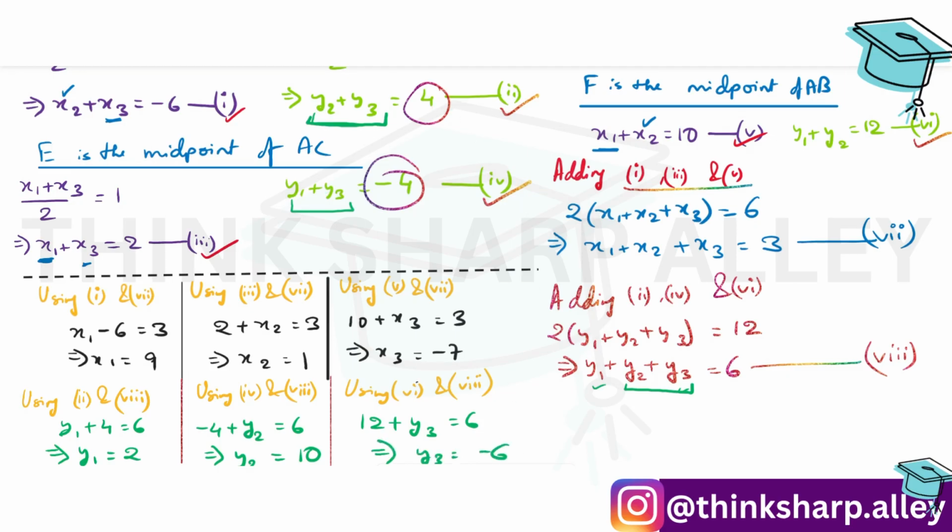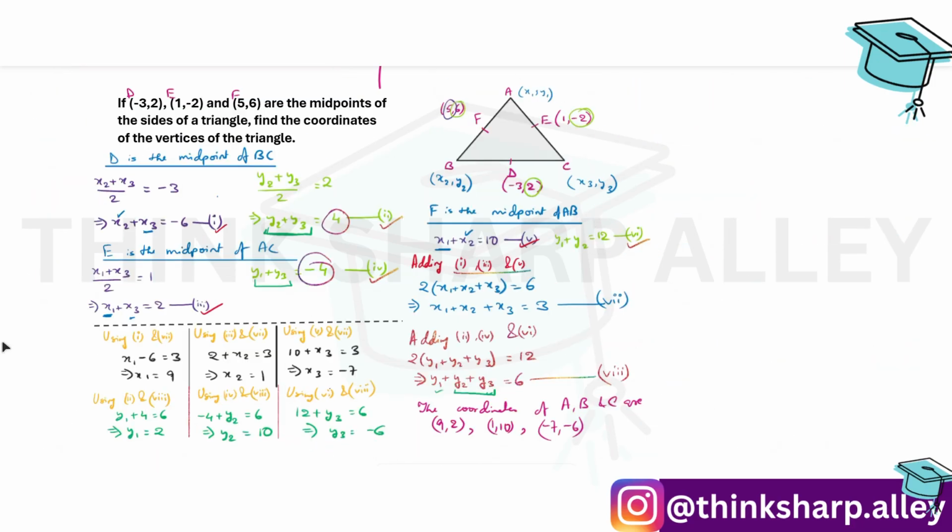So finally we have all the coordinates of the vertices of triangle ABC. The vertices of the triangle are x1 comma y1, which is 9 comma 2, x2 comma y2, that's 1 comma 10, and x3 comma y3, that's minus 7 comma minus 6. So this is the whole question. Even though this question looked lengthy, it was just a repeated application of the midpoint formula.